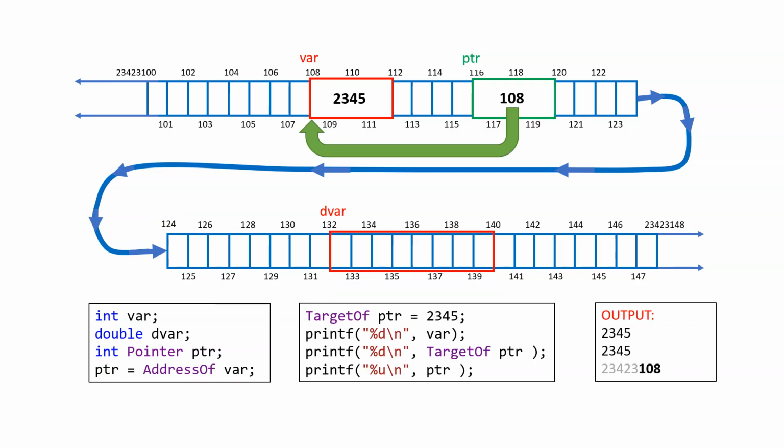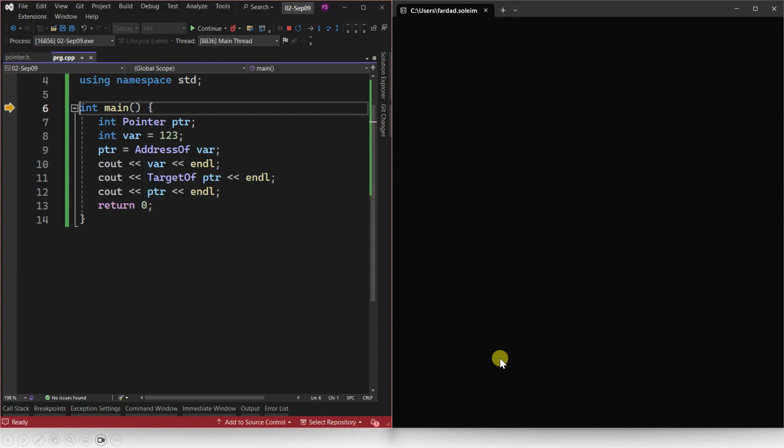When I say integer pointer, PTR is a pointer. When I say PTR is address of var, it extracts the address of the variable and puts it in the pointer. When I say target of PTR is something, the value is going to change, then I can print all the values. We good? Okay, I'm going to do the same thing over there. So in here, I have a pointer, I have a variable, I put the address of the variable in the pointer, then I print the variable, print the target, and so on.